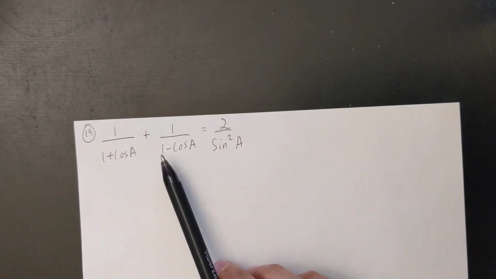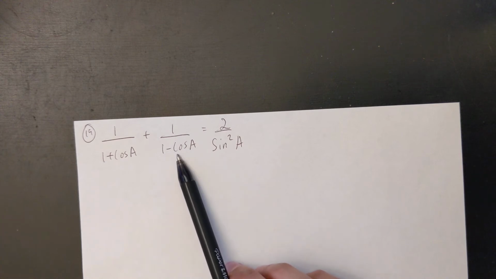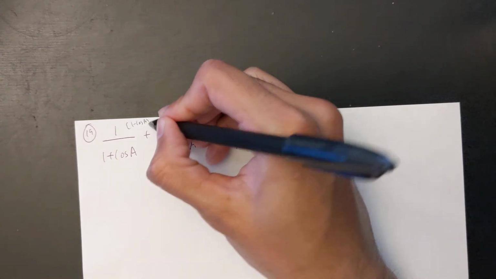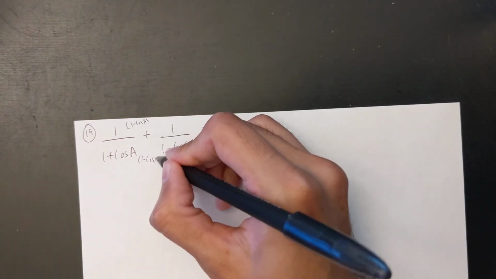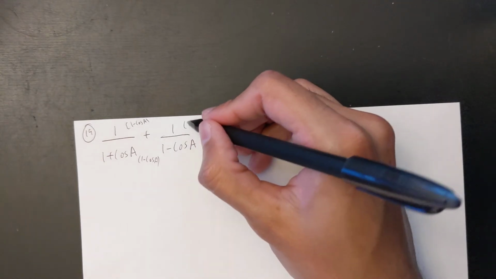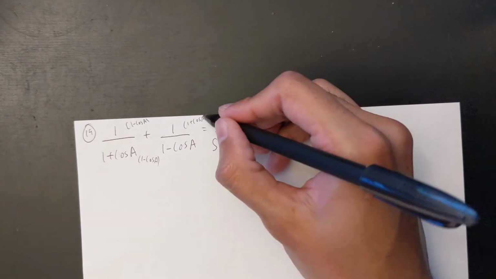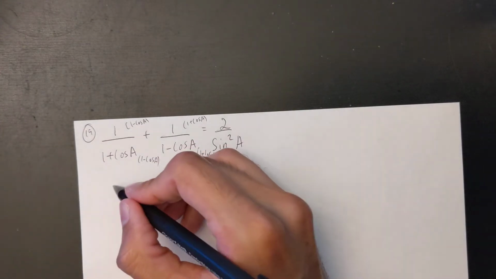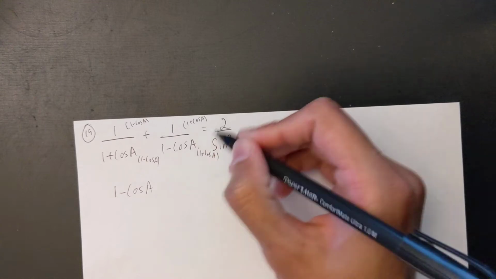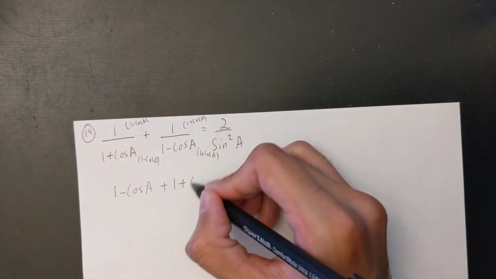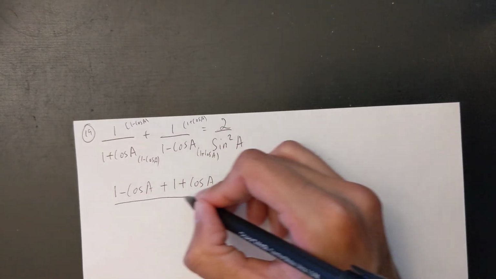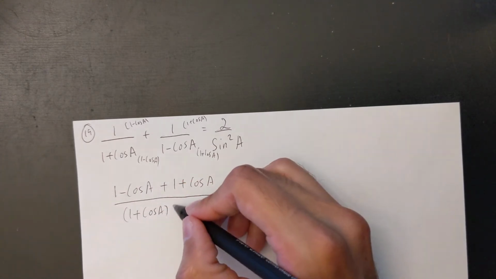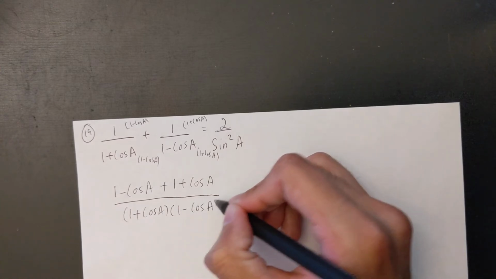Okay, so again, I'm going to work with my left side here. I'm going to make a common denominator. So I'm going to multiply the top and bottom by 1 minus cos A, and here 1 plus cos A. So here I have 1 minus cos A. Now here I have 1 plus cos A. And then I have a common denominator of 1 plus cos A, 1 minus cos A.